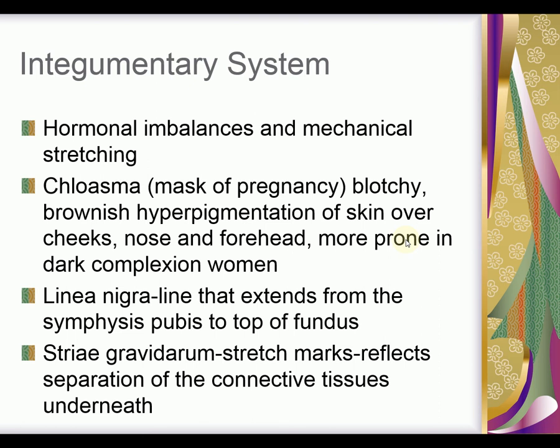And then we have the striae gravidarum. It's basically stretch marks. And we see these mainly in the breast and around the abdomen where the connective tissue is being separated underneath there. So what do we do for stretch marks? Well, there's all kinds of things that a woman can actually try, such as vitamin E, but nothing really changes these actual stretch marks a whole lot.